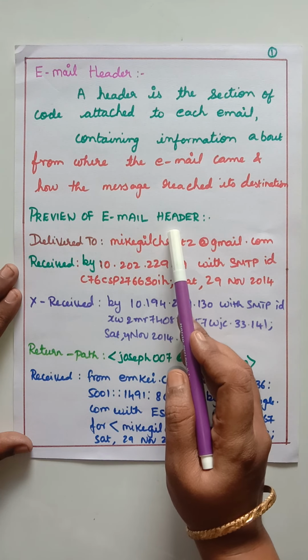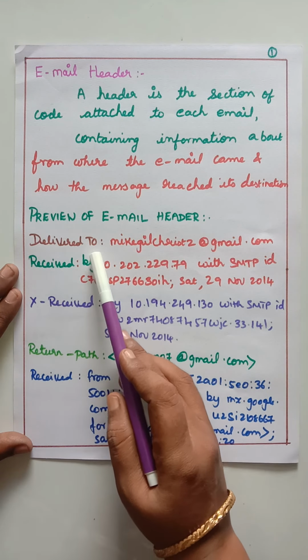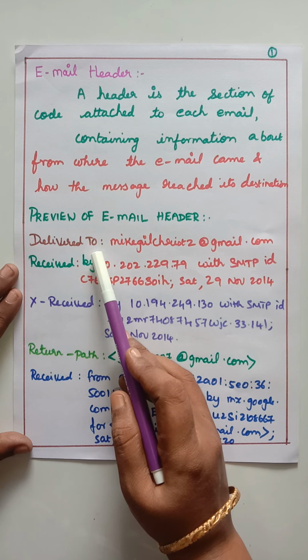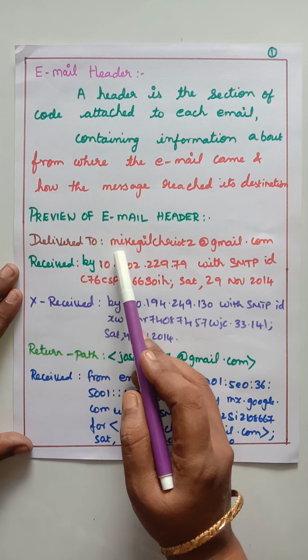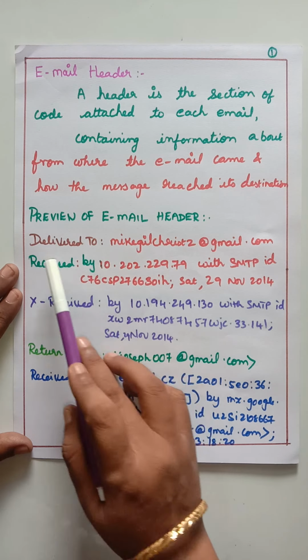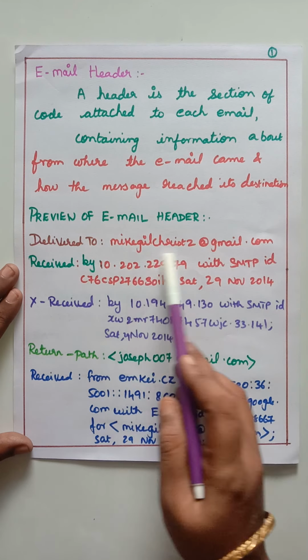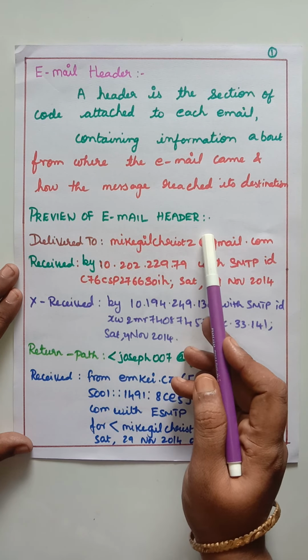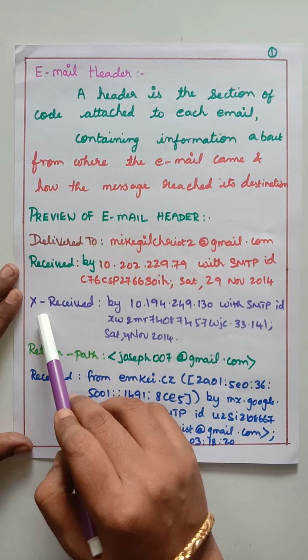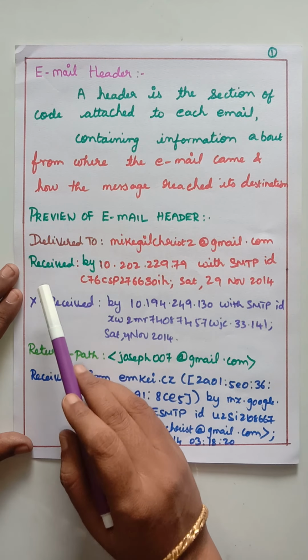Preview of email header. Delivered to, that is the destination, the receiver, is called delivered to. So delivered to this mail ID. Let me consider source 1 as the sender and source 2 as the receiver. So delivered to source 2. Source 2 is the Gmail address here.